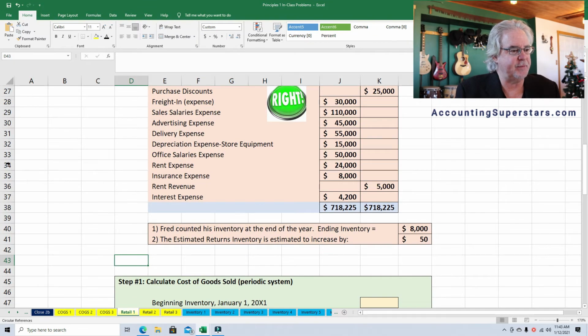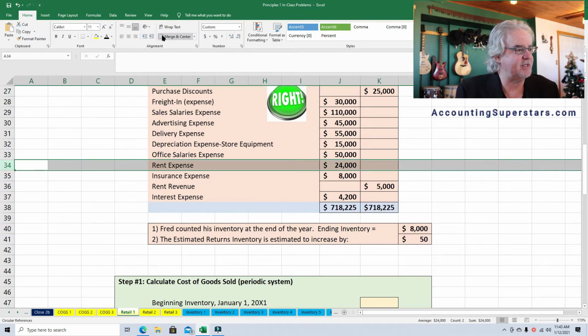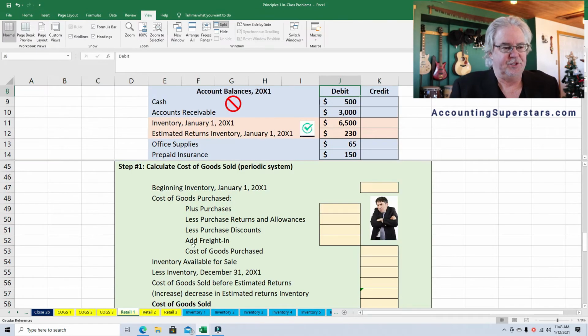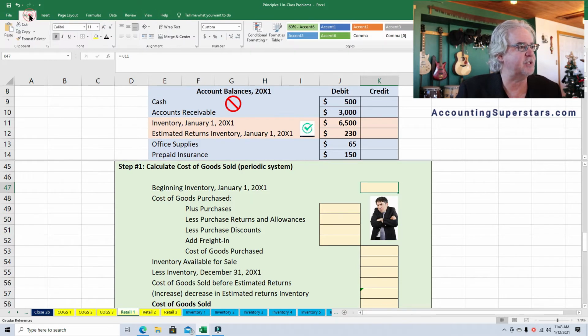So what I'm going to do is I'm going to split the screen, get things set up here. So here we are. We're going to figure out this cost of goods sold right down here in the bottom part, this green part with this guy who doesn't look very happy. So we need, first of all, our beginning inventory, January 1st. Now, when you're using the periodic system, that beginning inventory will be right on the trial balance. It always works that way. So here we go. Let's copy it over. There we go, 6,500, got it from right up here.